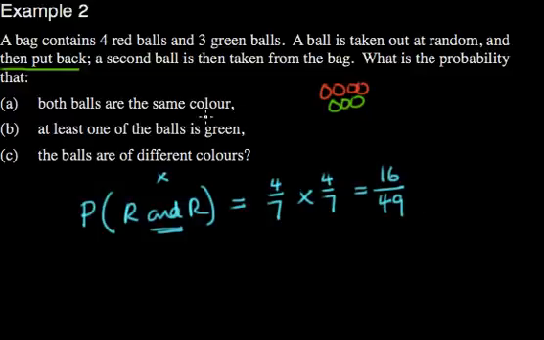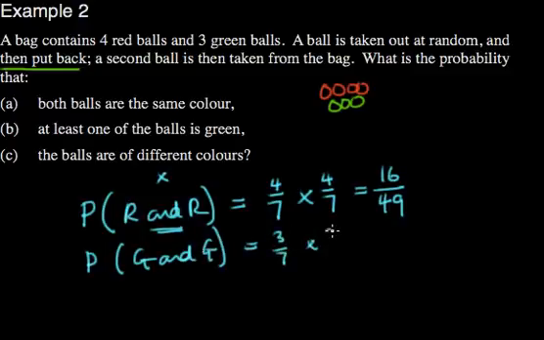But that's being the same colour, not to say that they're both red. I could also have the probability of them being green and green. And that would be 3/7 multiplied by 3/7, which is 9 out of 49. And because now I could have two different possibilities, I could choose a red and a red, or I could choose a green and a green.